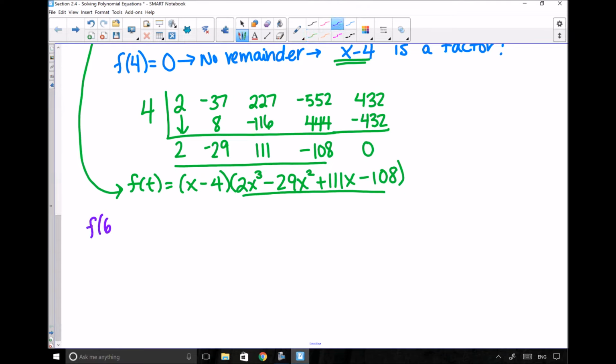When I do f of 6 and I plug it into my calculator, I want you to do that right now just to make sure you're totally okay with this. Plug it into your calculator, see what you get, and then come back to me to see if your answer is correct or not. Okay, so when I do f of 6, I should get negative 108. Which means that this does not work. I'm not going to worry about 6 anymore.